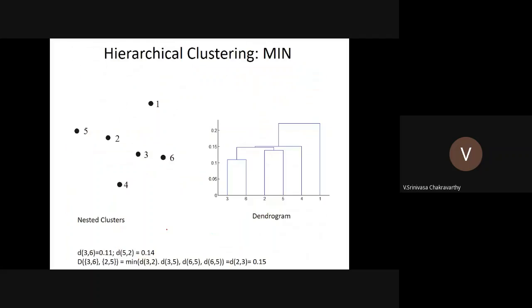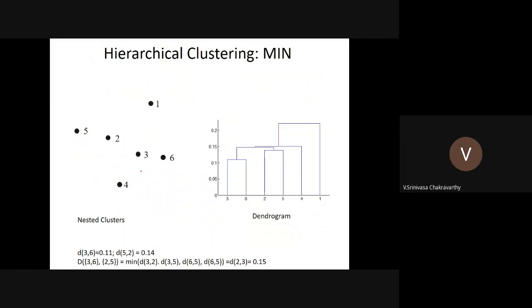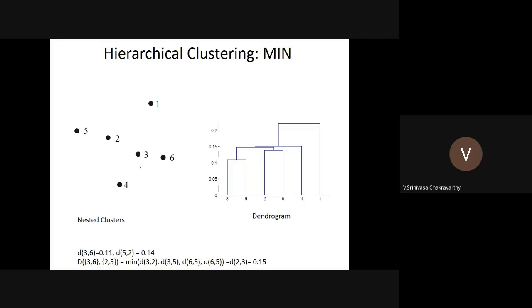So now, which is the closest among all of them? So 3 and 6 happen to be the closest. You can see that the 3, 6 distance is 0.11. That is the smallest distance among all the distances. So these two you combine first into one cluster. Next, the next distance is 5, 2. If you see 5 here and 2 here, it is 0.14. So that is the next smallest value in this entire table. So you have 3, 6 first and 5, 2 next.